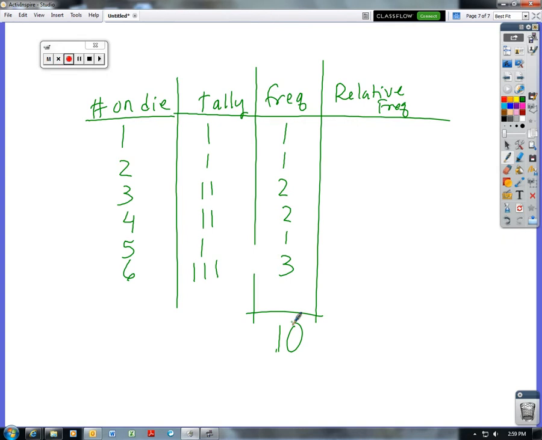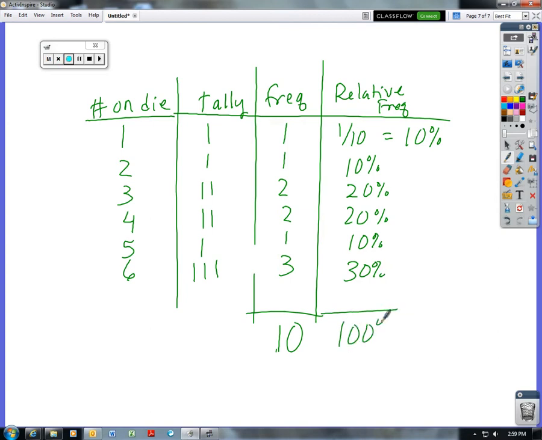So the relative frequency would be 1 out of 10, and then you could say that's 10%. So you could either write it as a fraction or a percent, or a decimal for that matter. This would also be 10%. This would be 2 out of 10, or 20%. 20% again, 1 or 10%. And 30%. And these need to all add up to 100%. And they do. So just through this example, you can now see the tally, the frequency, and what the relative frequency is.